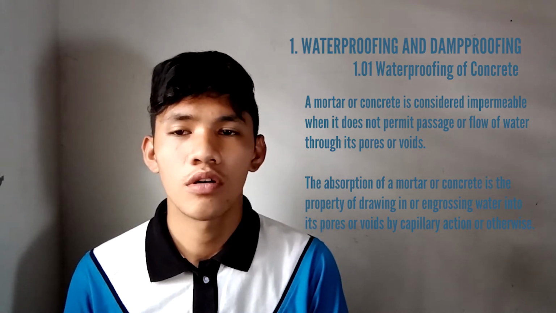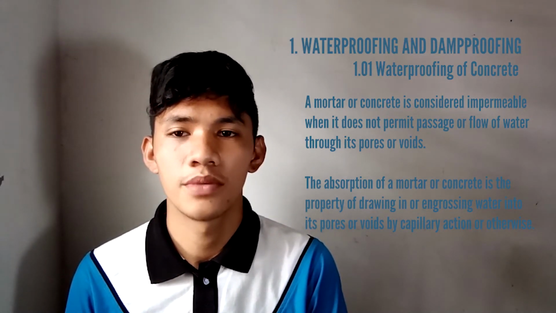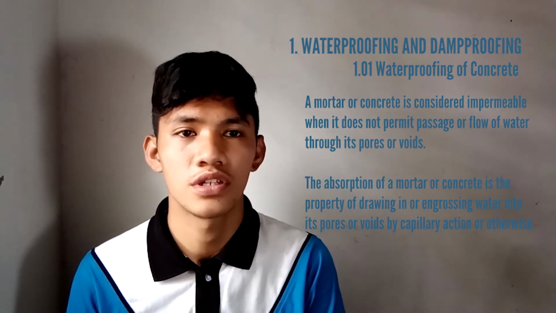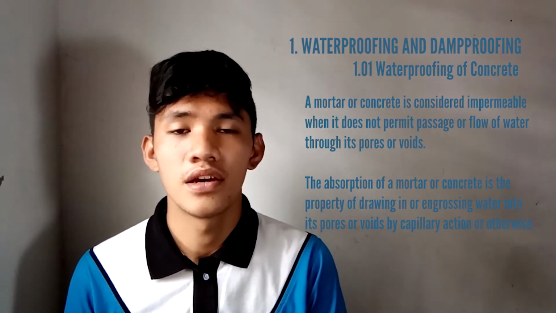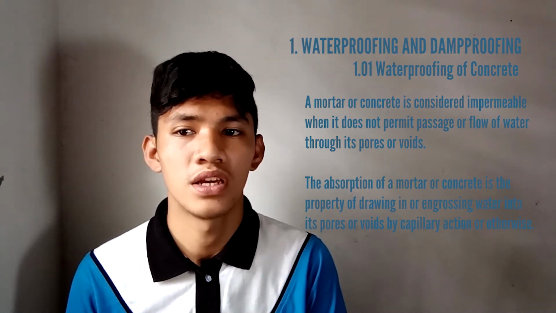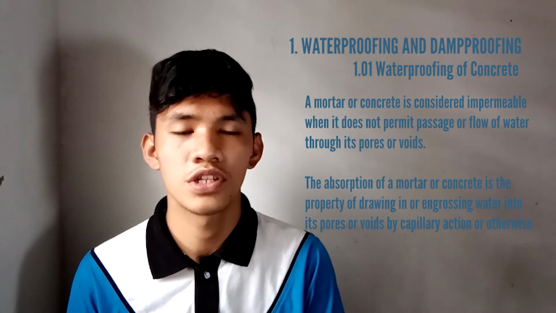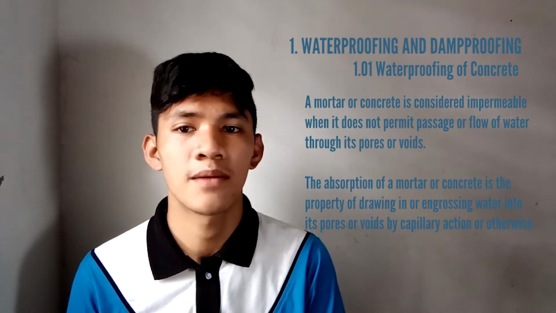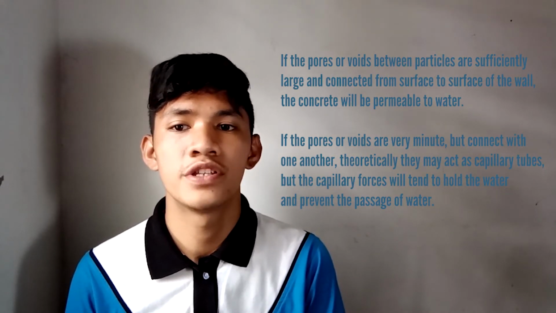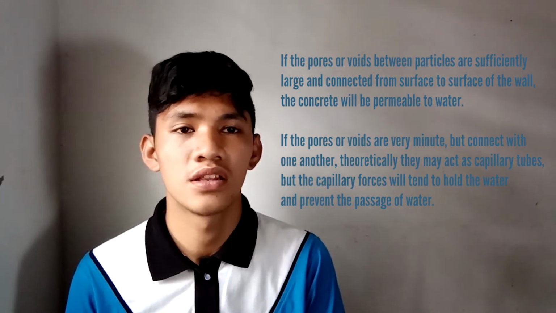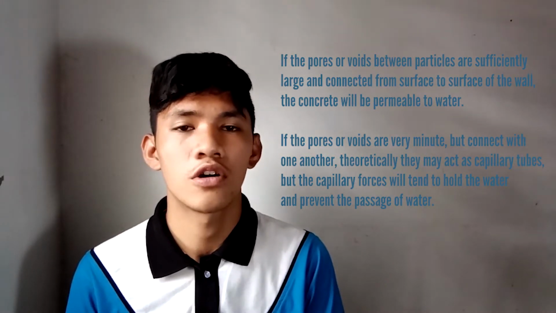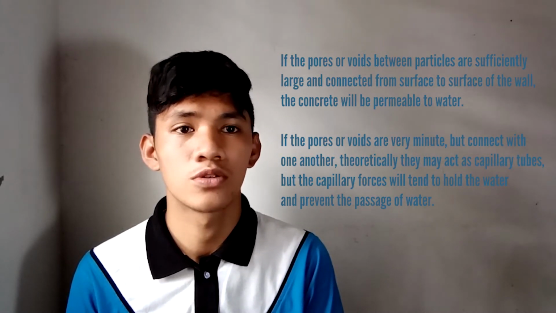A mortar or concrete is considered impermeable when it does not permit passage or flow of water through its pores or voids. The absorption of a mortar or concrete is the property of drawing in or engrossing water into its pores or voids by capillary actions or otherwise. If the pores or voids between particles are sufficiently large and connected from surface to surface of the wall, the concrete will be permeable to water.